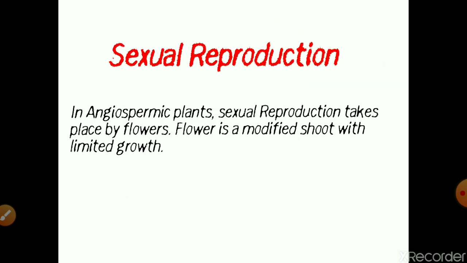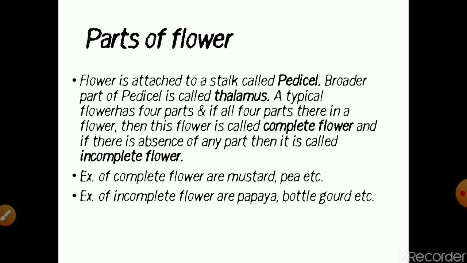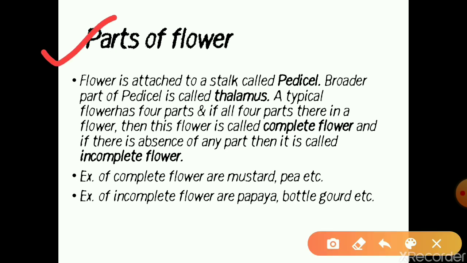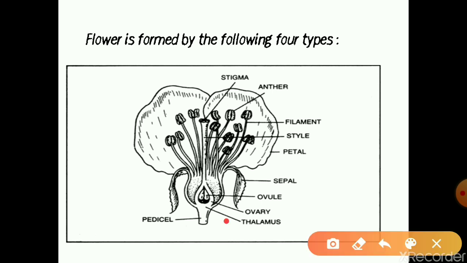Next we'll be talking about sexual reproduction. Sexual reproduction takes place by flower, which is a modified shoot with limited growth. For sexual reproduction we need to know about the parts of a flower. A flower is attached to a stalk which is known as pedicel. This broader part of the pedicel is known as thalamus. Clear, students?